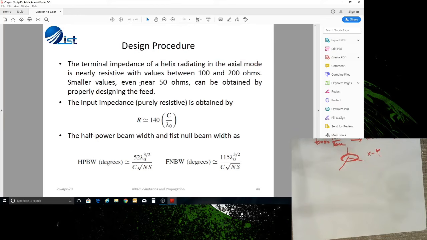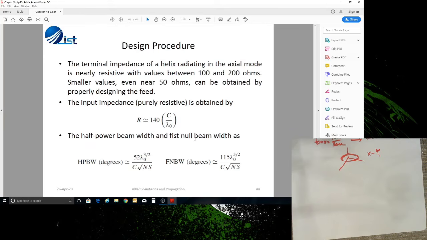तो अगर हम इससे कम वैल्यू अचीव करना चाह रहे हैं तो वो हम इसकी फीड डिजाइन करके 50 ओम तक हम लेके जा सकते हैं. So the input impedance, since it is purely resistive, we can find out using this expression over here, R is equal to 140 C by lambda naught.